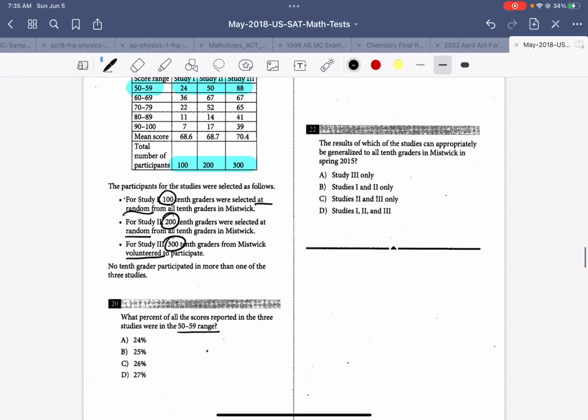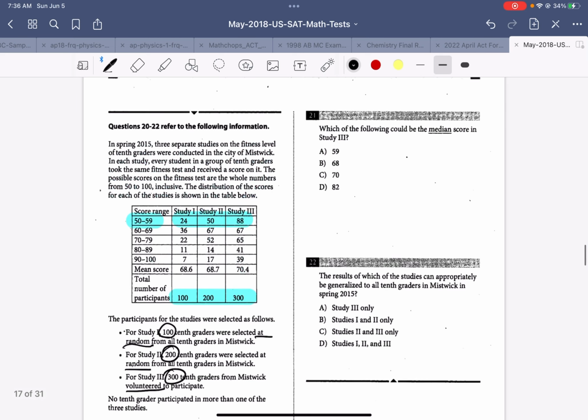based on the data, 24 plus 50 plus 88 out of total 100 plus 200 plus 300. Since they ask a percent, you multiply by 100. Then if you plug it in the calculator, 24 plus 50 plus 88 over 100 plus 200 plus 300. So I got 27%. So the answer is D.